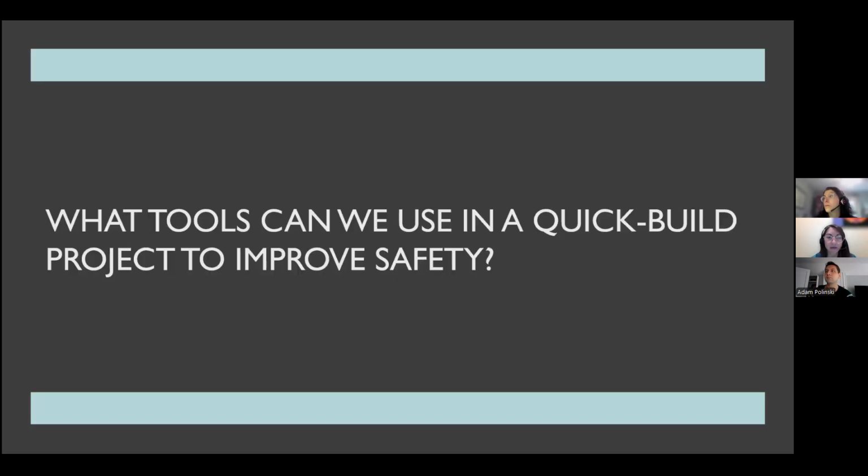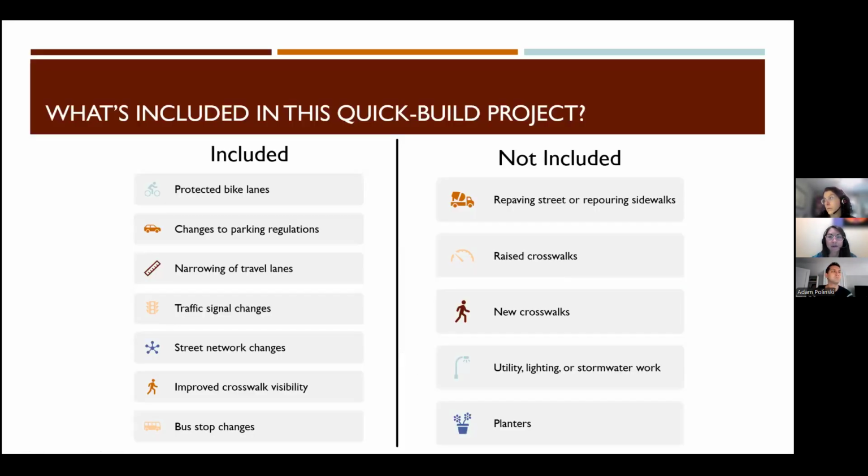I want to dig into a little bit of some of the tools we can use in quick build projects to improve safety. So what's included in this quick build project? We can install protected bike lanes, make changes to parking regulations, narrow travel lanes, make traffic signal and street network changes, improve crosswalk visibility, and consider consolidating or relocating bus stops.